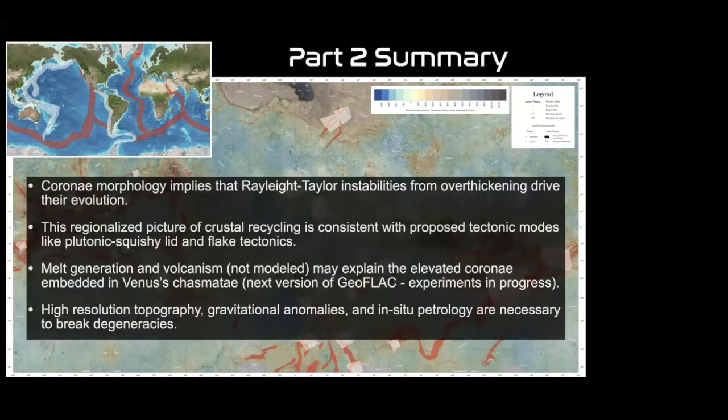So yeah, this is all just what I had previously said. To summarize, it's not a good analog to the mid-ocean ridge. The model does seem to work for some of the coronae features, but that maybe says something about how regionalized crustal recycling is on Venus and how it's very much not like a mid-ocean ridge.